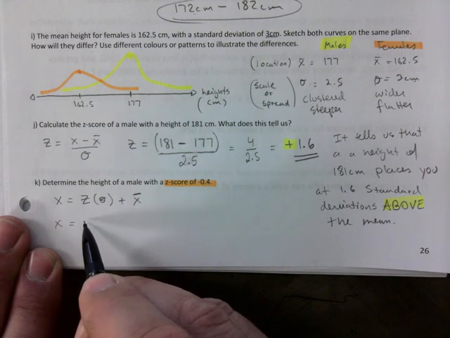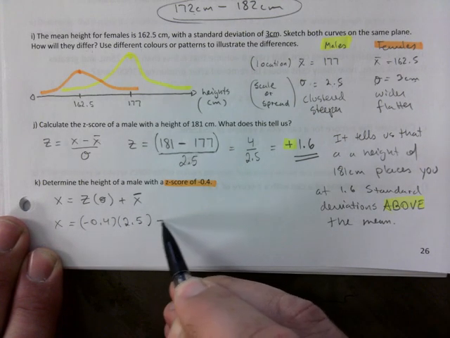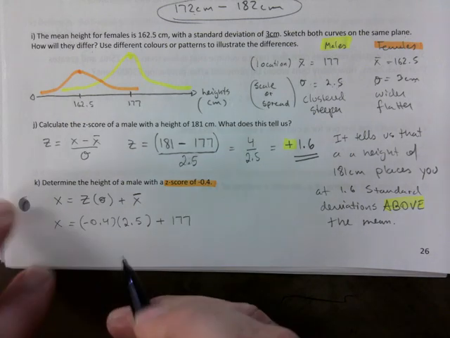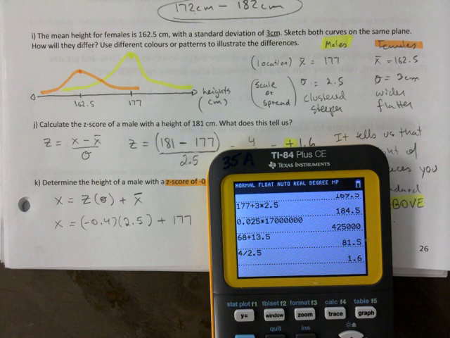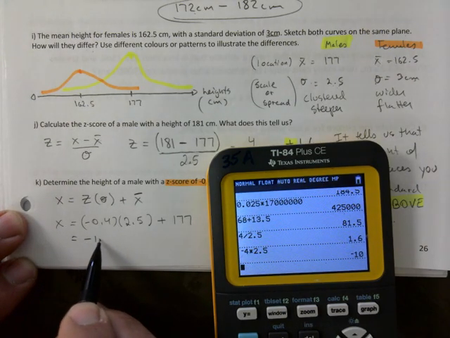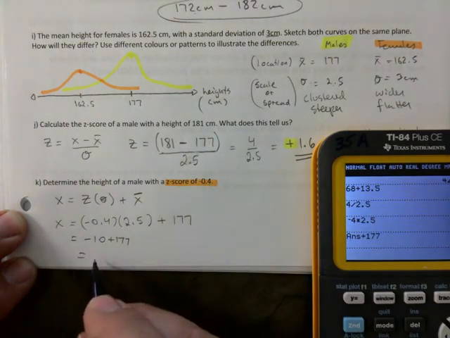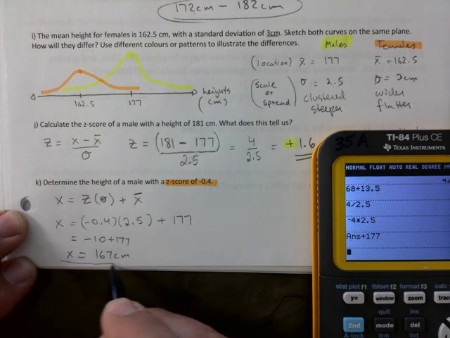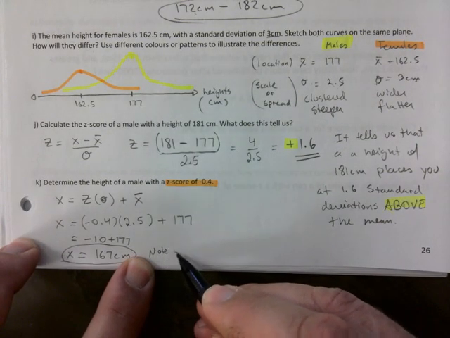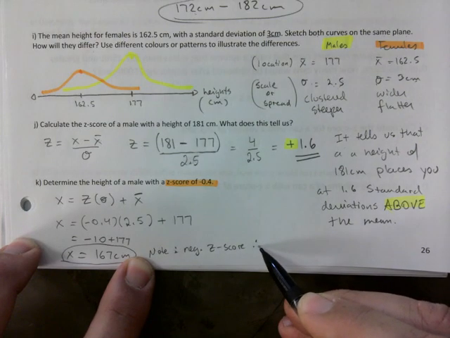So we go z-score, which is negative 0.4 times the standard deviation plus your mean, which is 177. And you know what? You can probably do this in one shot, but I will do one step at a time. That's negative 10 plus 177. That's 167 centimeters. Note negative z-score, therefore below average.